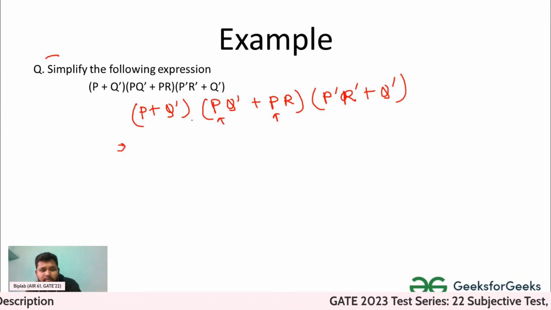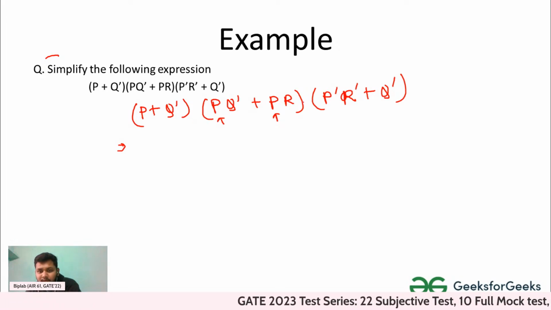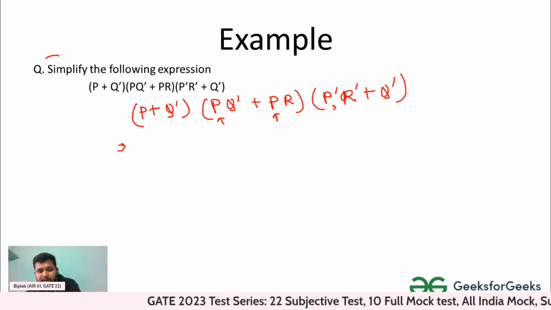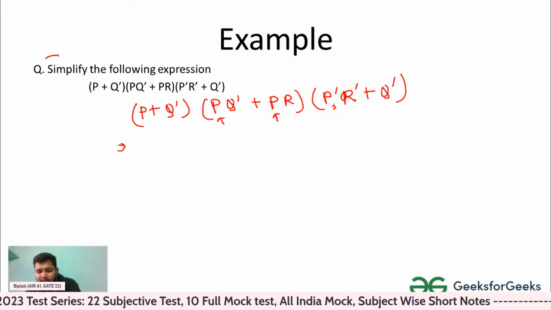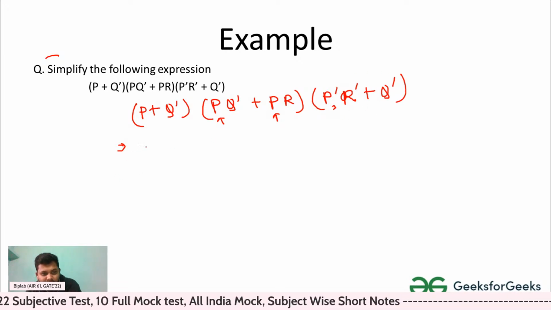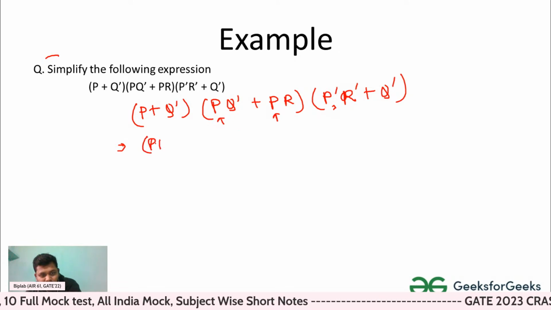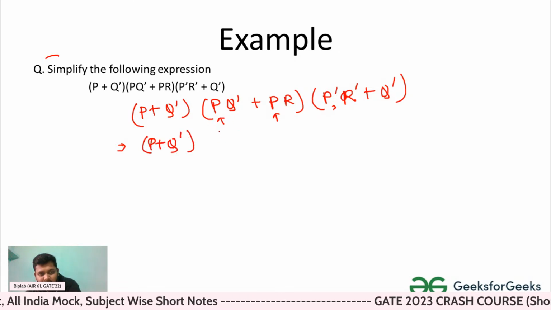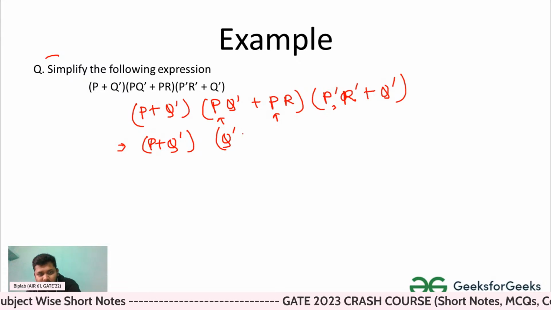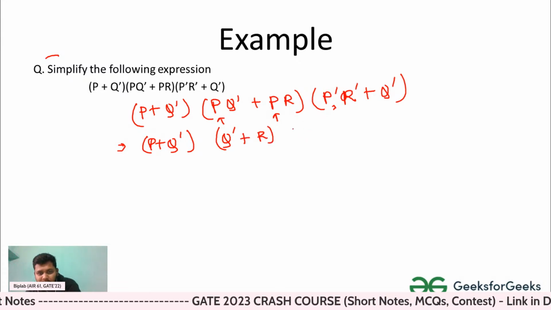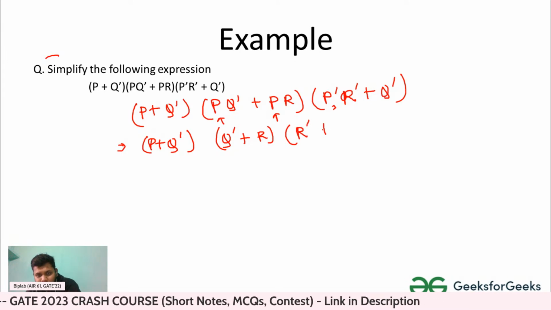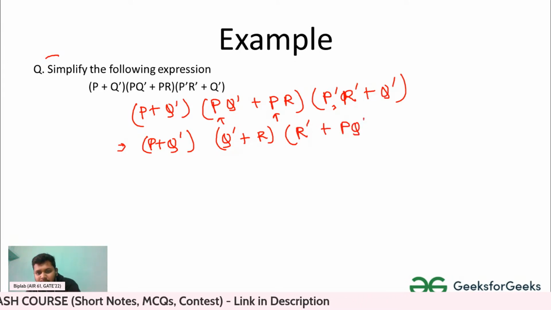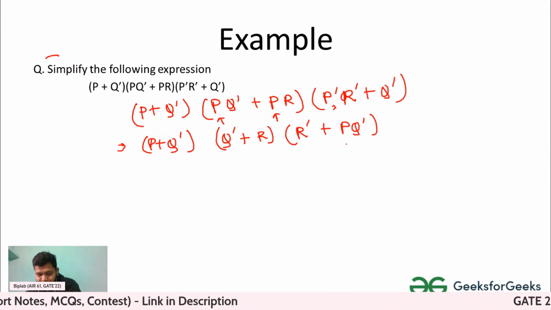Now where will you multiply this P? You can see here is a P bar. So if you multiply P here, you can cancel this P bar. That's why take that P common from here. So here you will have Q bar plus R. Multiply that P directly here, plus PQ bar.